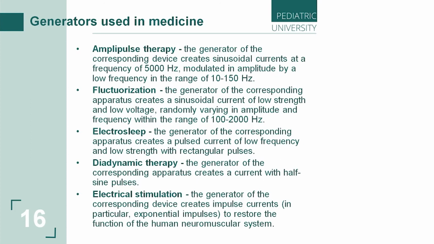Next is diadynamic therapy. What is this? The generator of the corresponding apparatus creates a current with half-sine pulses. It connects with our muscles. And the last part is electrical stimulation. What is this? The generator of the corresponding device creates impulse currents, in particular exponential impulses, to restore the function of the human neuromuscular system. Electrical stimulation may be used in sport, for sportsmen. Doctors may use electrical stimulation for the sportsmen's muscles.